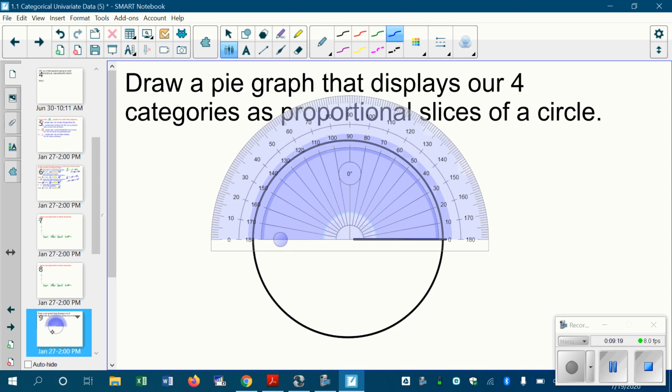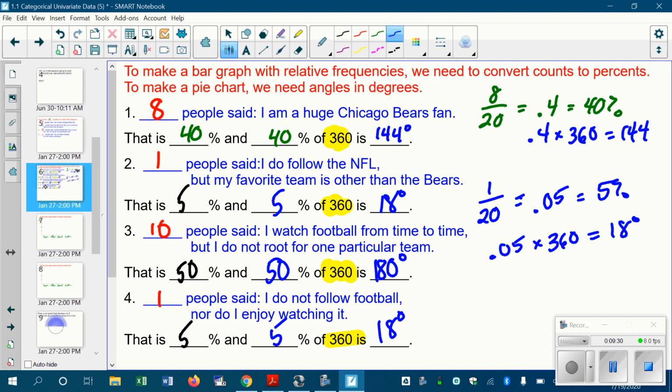So draw a circle. And then if you have a protractor, you can put your protractor down to measure your angle. And if you don't, use your number sense, right? 144. Let's think about that. 144 was 40% of the circle.